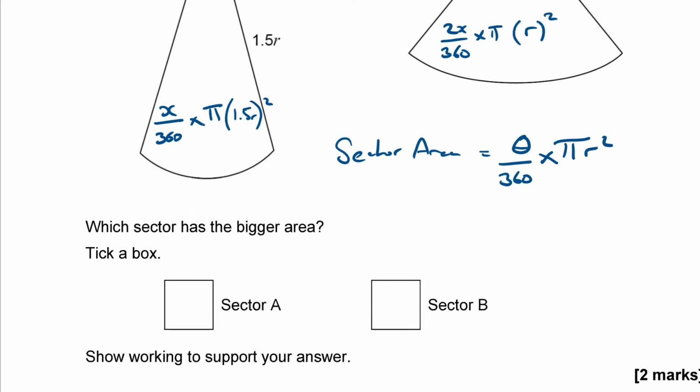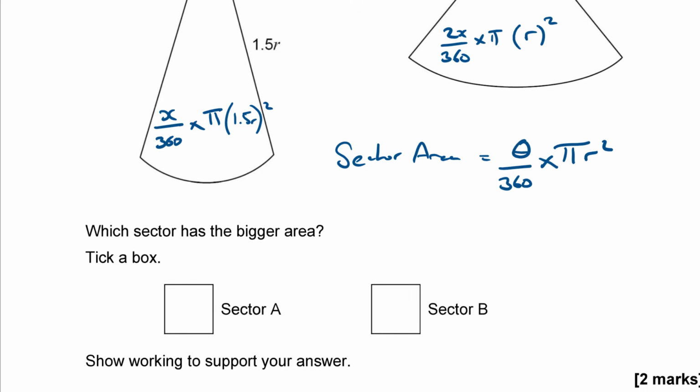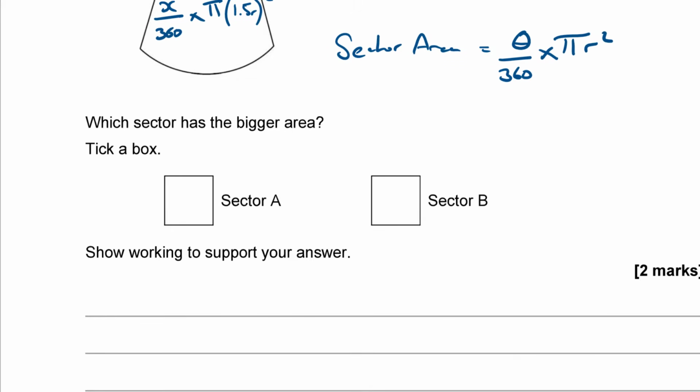So I think probably the easiest thing to do is express them as a ratio, and see if we can cancel bits off either side and see what we're left with. Okay, so I'm going to write these down as a ratio. So I'm going to do the ratio of sector A to sector B.